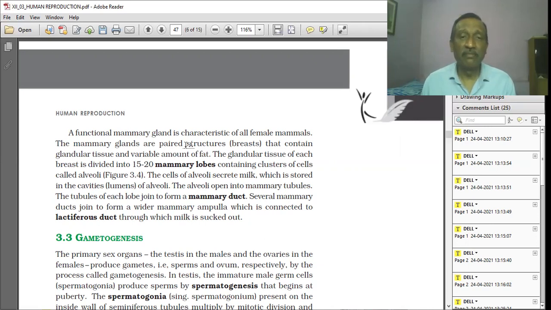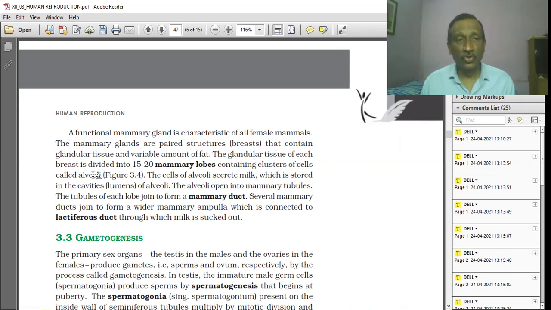The mammary glands are paired structures. Either it will be one pair as in case of human being, or two pair, four, six, eight, or more. They contain glandular tissue and a variable amount of fat. Okay, so fat is just to give shape. Fat has nothing to do with milk production and its discharge. So it contains glandular tissue and variable amount of fat.